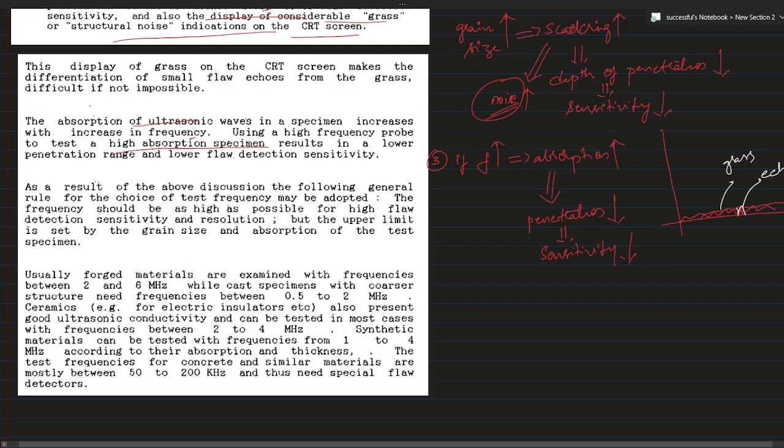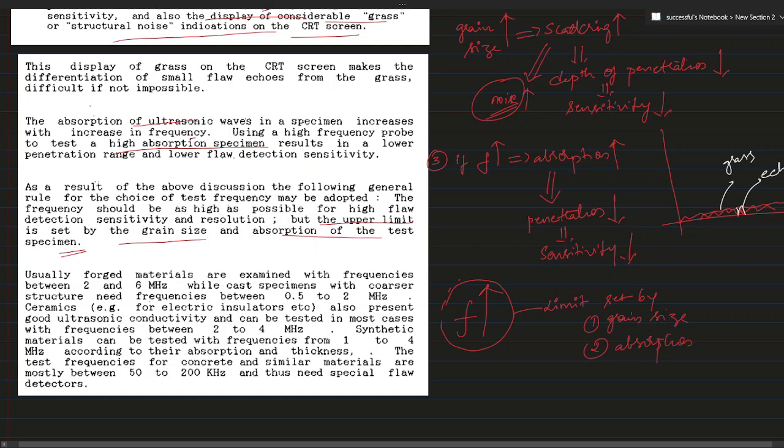Now you see, we have discussed 3 points. As a result of the above discussion, the following general rule for the choice of test frequency may be adopted. The frequency should be as high as possible. They are telling that frequency should be as high as possible, but the upper limit is set by the grain size and absorption of the test specimen, right?